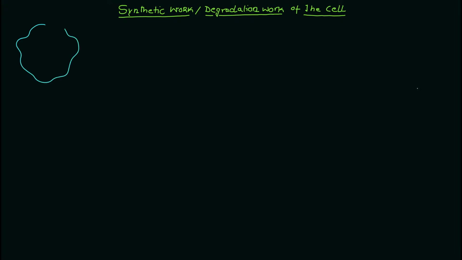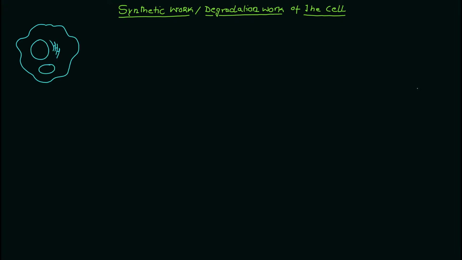Hi everyone. Today our topic is the synthesis and the degradation work that is happening inside the cell. So basically our topic is synthetic work slash degradation work of the cell. What are the different processes that are involved in the synthesis and what are the different processes that are involved in the degradation? We will take just a few examples in this video and try to understand these processes.